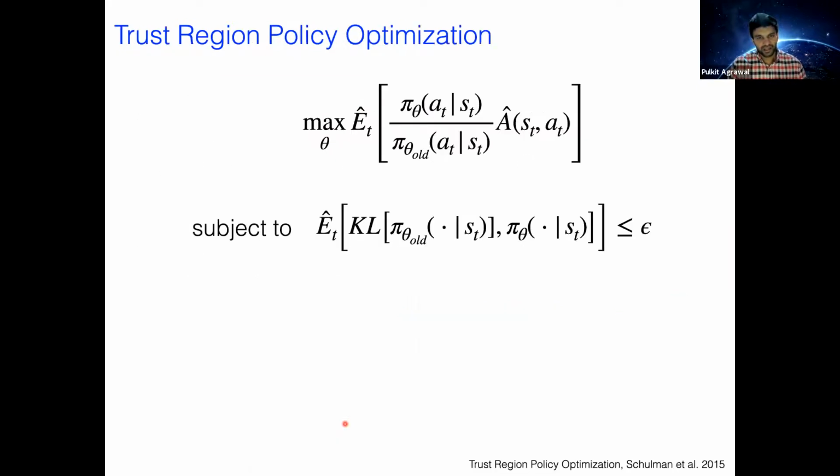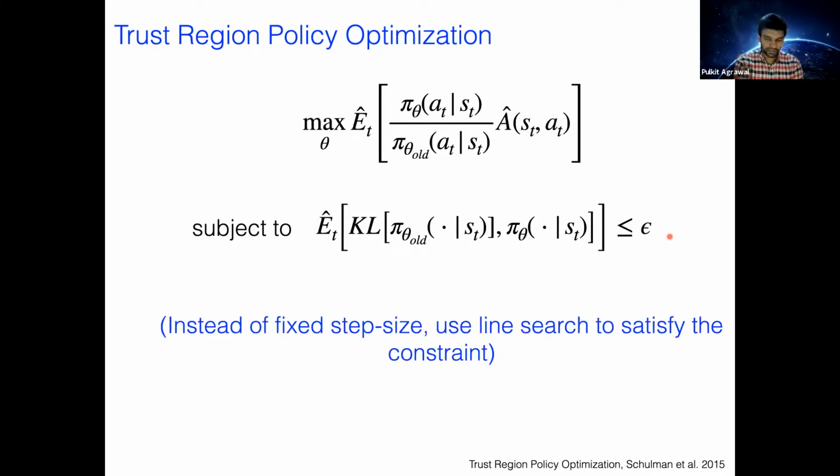So now what we can say is, I want to optimize my policy gradient term with the KL divergence constraint. In the previous slides with natural policy gradients, we had a step size that we chose, and then we stepped by that step size in the natural gradient direction. But now, instead of using a fixed step size, we're going to use line search to satisfy the constraint. What is line search? I get my gradient and I shoot at different amounts in the direction of the gradient and see for which one of those amounts this particular constraint is satisfied.